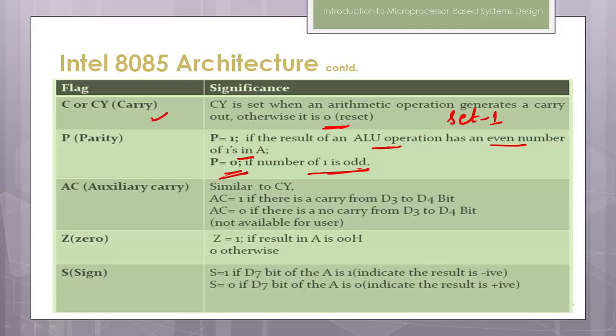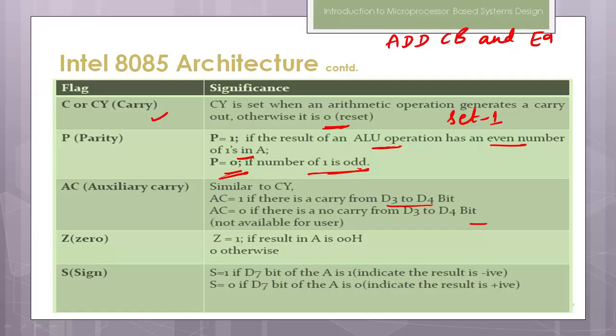Auxiliary carry. It is similar to the carry flag. Auxiliary carry will be 1 if there is a carry from the D3 to the D4 bit, and it is 0 if there is no carry from D3 to D4 bit. It is not available for the user. Example, we want to add CB and E9.